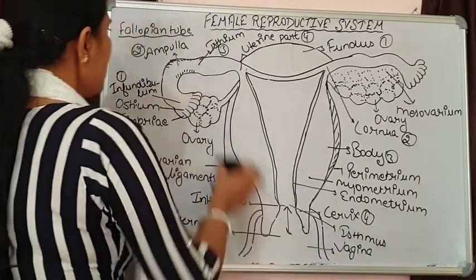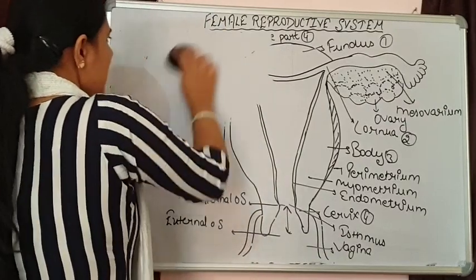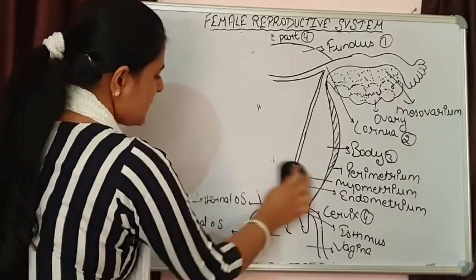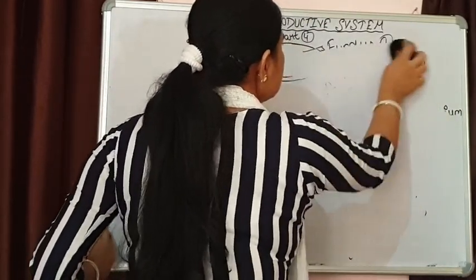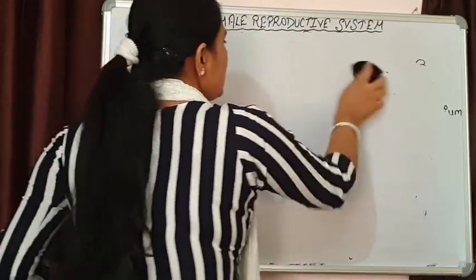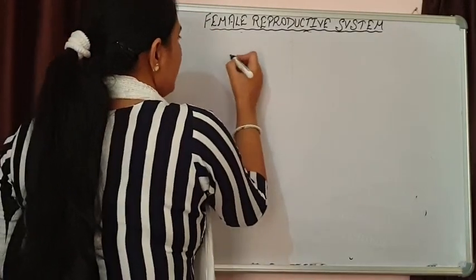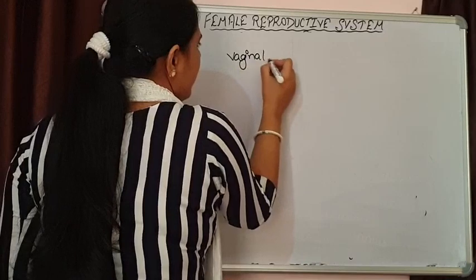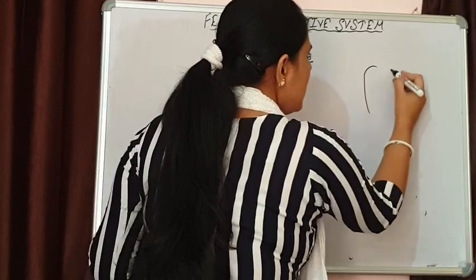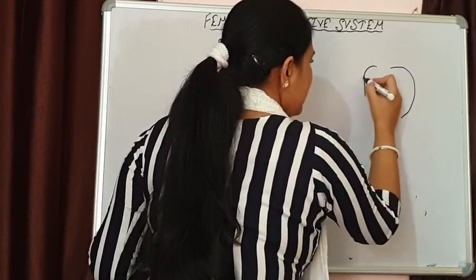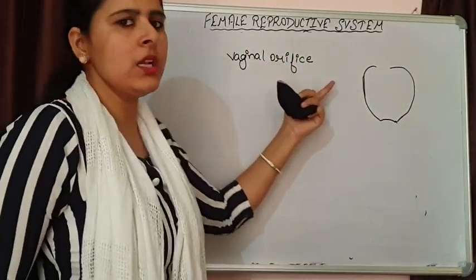Now let's discuss this lowermost part. The vagina is basically acting as a medium for the transfer of sperms, meaning this is the portion that is going to receive the sperms. Now this vagina is basically going to end into a small aperture or vestibule that is known as vaginal orifice. That means the whole vagina is going to narrow down and open into an opening or pore that is known as vaginal orifice.